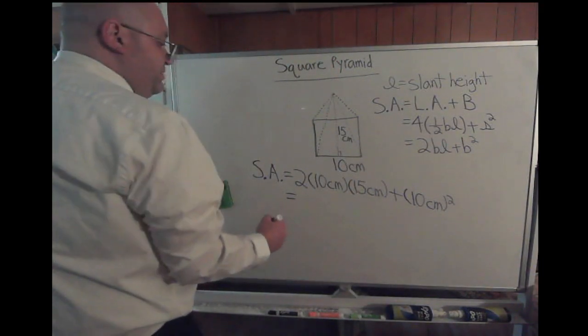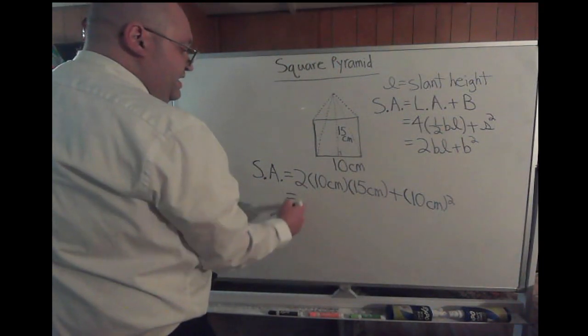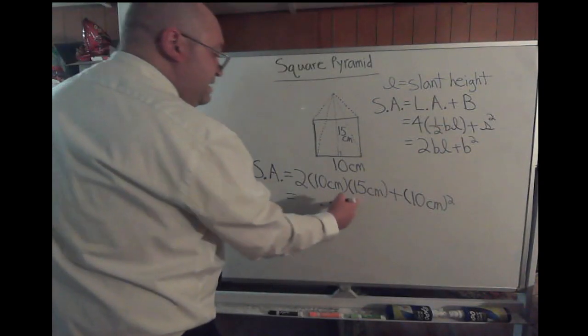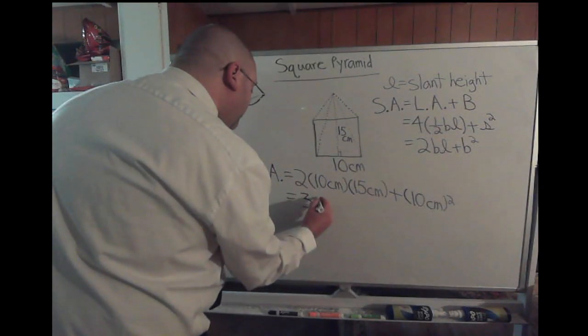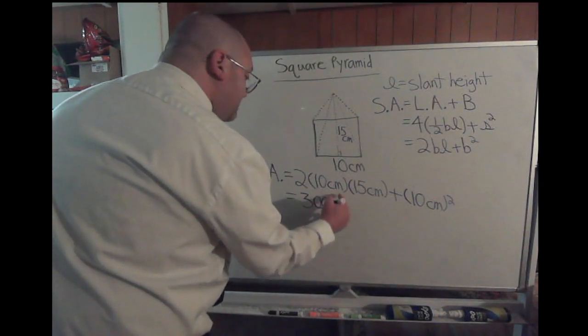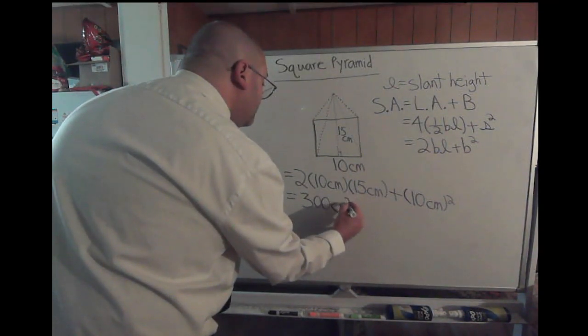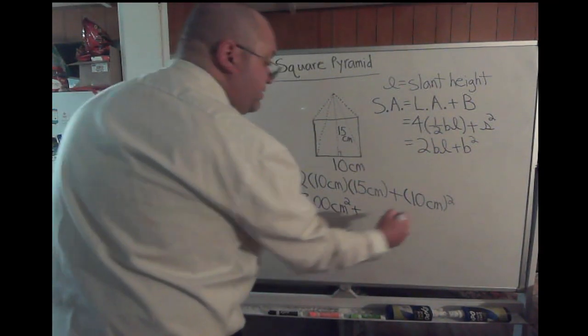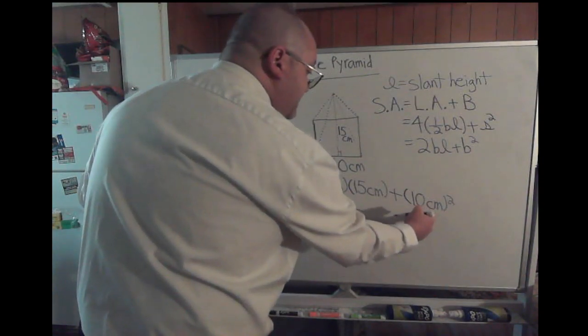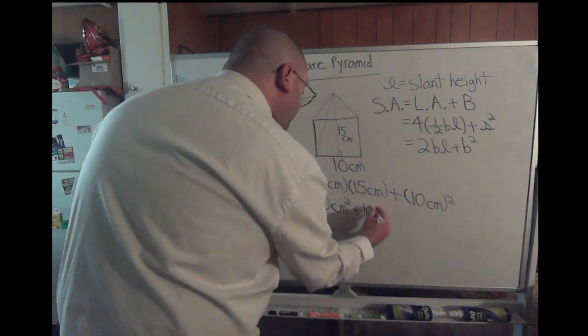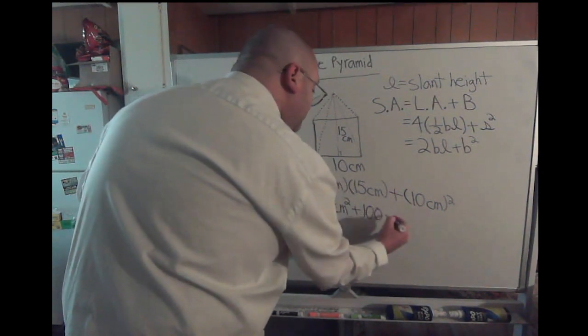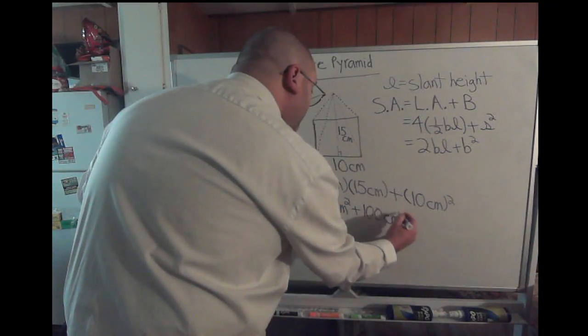So now for the first term, you'll just do the multiplication. 2 times 10 is 20, times 15, that's 300. Centimeters times centimeters, that would be square centimeters. Plus then for the second term, you have 10 to the second power, that's 100. Centimeters to the second power, that's square centimeters.